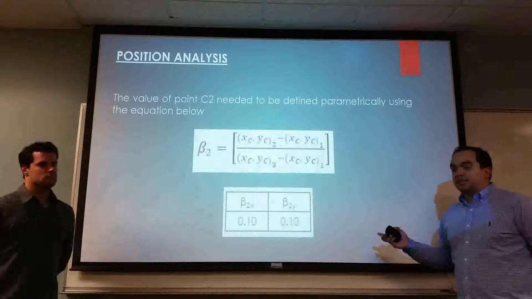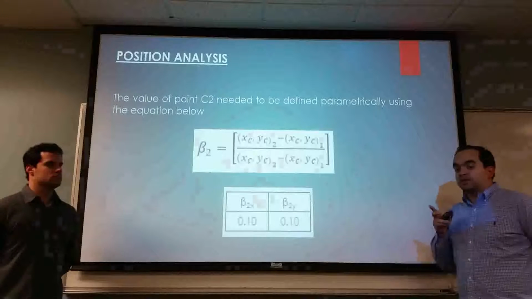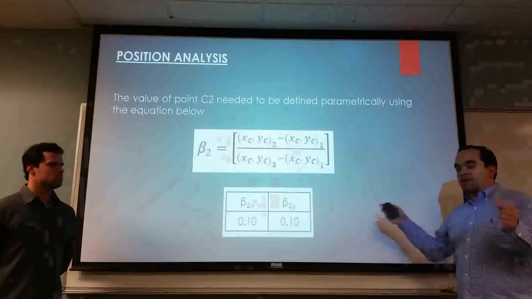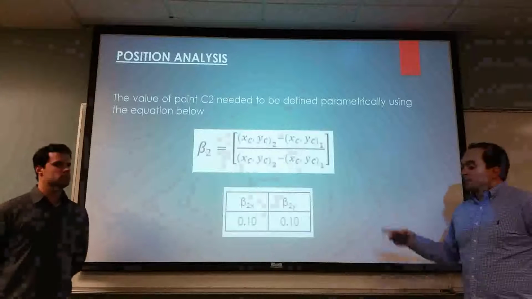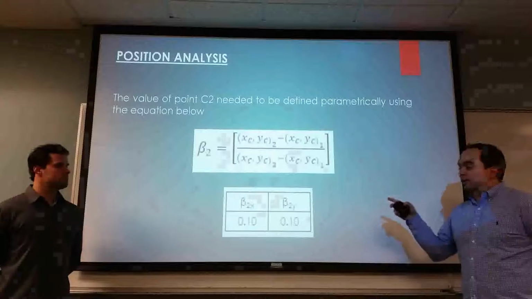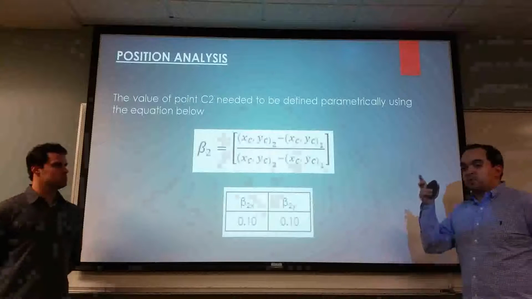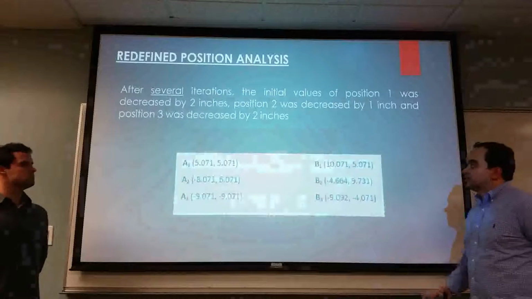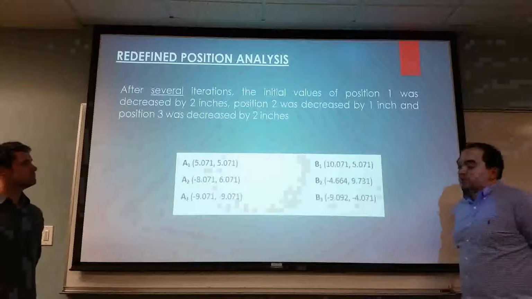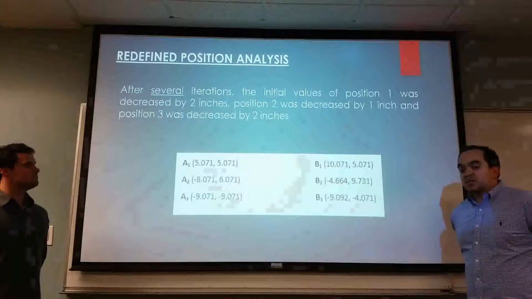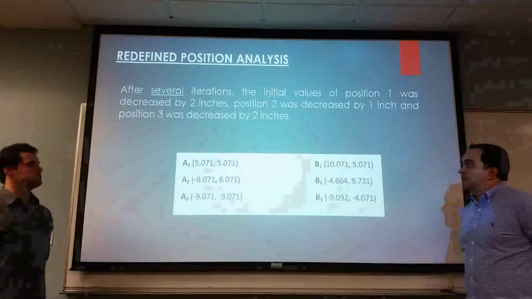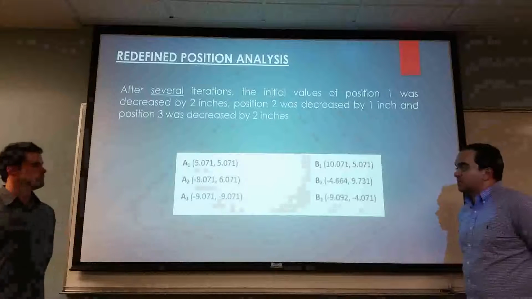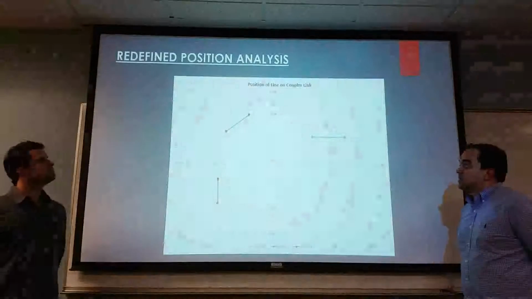And the team went back and checked that the position of point C2 wasn't between point C1 and C3. Beta 2 must be a value between 0 and 1, which is between the values of beta 1 at point C in position 1 and beta 3 of position 3. After several iterations of 1 inch incremental steps, we found a suitable set of positions for our mechanism.